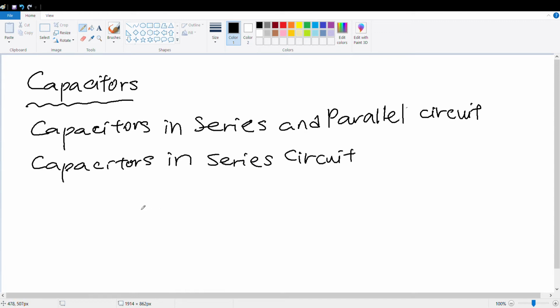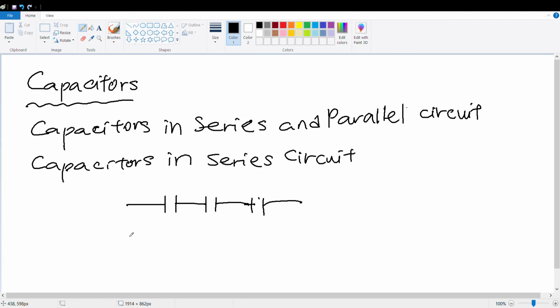Before that, we need to observe the diagram that we have. If the capacitors are arranged in series, this will be the structure of the arrangement. Assume I have 3 capacitors arranged in a series circuit.